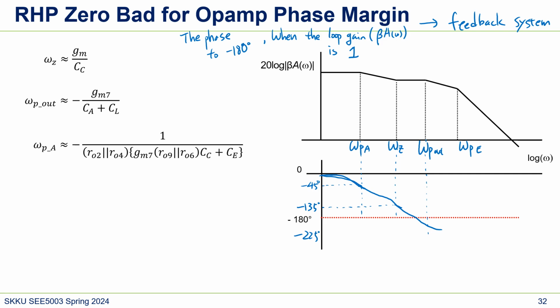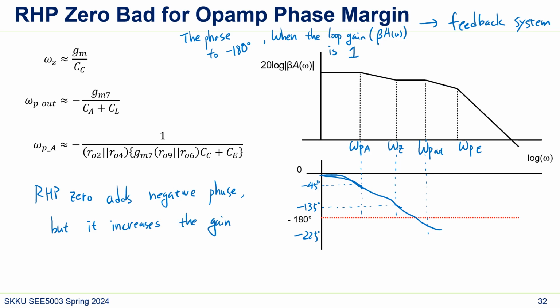So the RHP zero adds negative phase. So negative phase is bad, right? Because we don't want our phase to go to minus 180. But the worst part is that it increases the gain. So it's even worse than a pole. It's really bad.